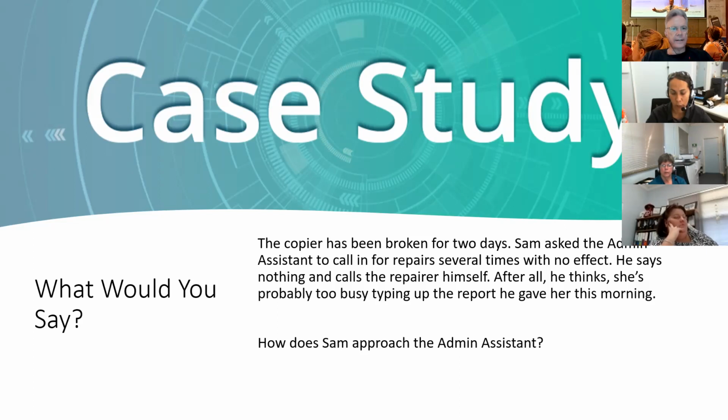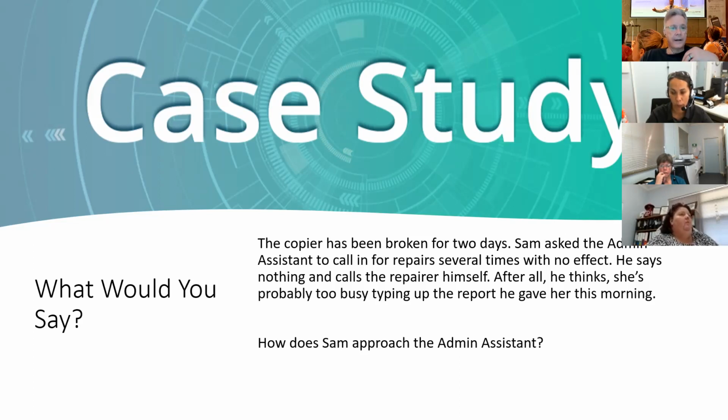and attack the admin. Perhaps we should try and investigate and find out whether there's a valid reason for the photocopier not being fixed. So we might start with a question. I asked you a couple of days ago to organise to get the photocopier fixed. I notice it's not fixed. What seems to be the problem? Because you did have that conversation with her. You're not attacking her. You're actually asking what's the problem. So you're giving that person an opportunity, because it could well be something that we don't know.